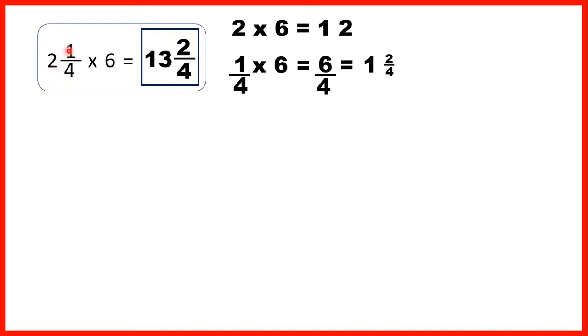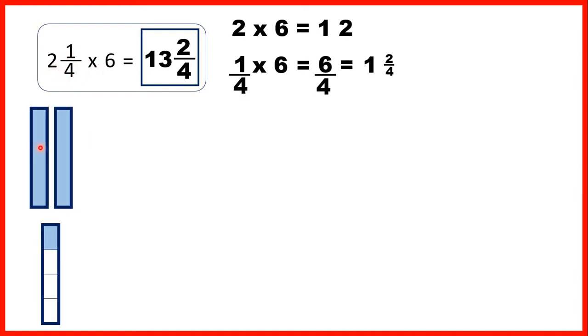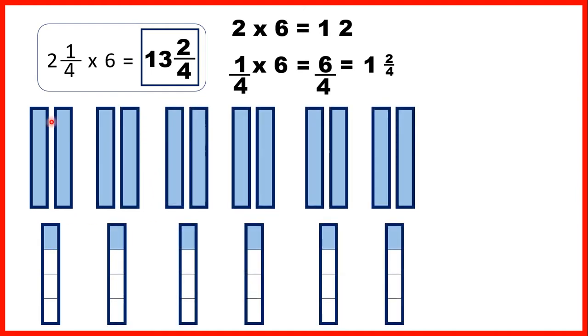We have 2 1/4, so there's 2 wholes and 1/4 of another fraction bar, and this time we're multiplying by 6, so we need to show 2 1/4 6 times. There we've got 2 1/4, 1, 2, 3, 4, 5, 6 times. So you can see how our working out matches. We did 2 times 6 to get 12, and we have 12 full fraction bars here.